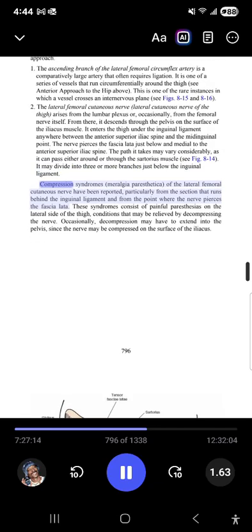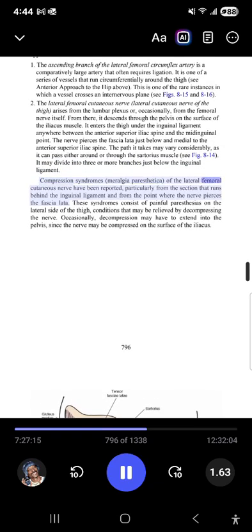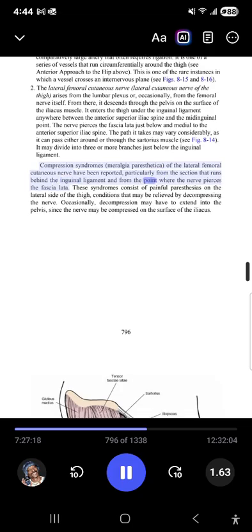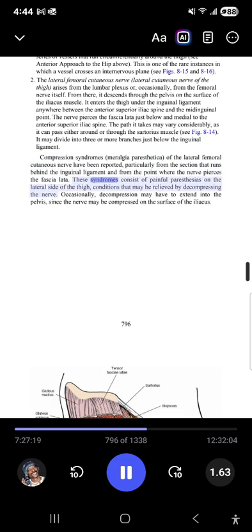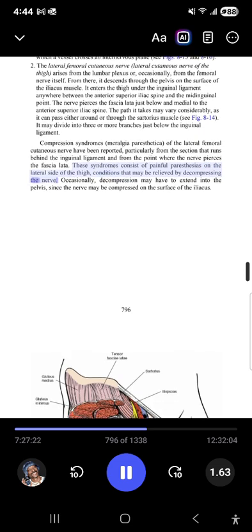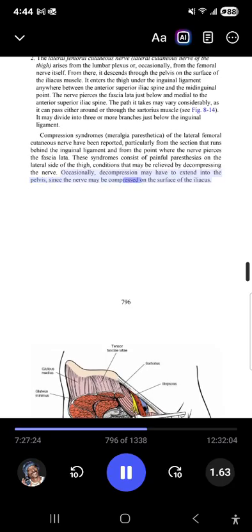Compression syndromes, neuralgia paresthetica of the lateral femoral cutaneous nerve have been reported, particularly from the section that runs behind the inguinal ligament and from the point where the nerve pierces the fascia lata. These syndromes consist of painful paresthesias on the lateral side of the thigh, conditions that may be relieved by decompressing the nerve. Occasionally, decompression may have to extend into the pelvis, since the nerve may be compressed on the surface of the iliacus. Figure 8-51.